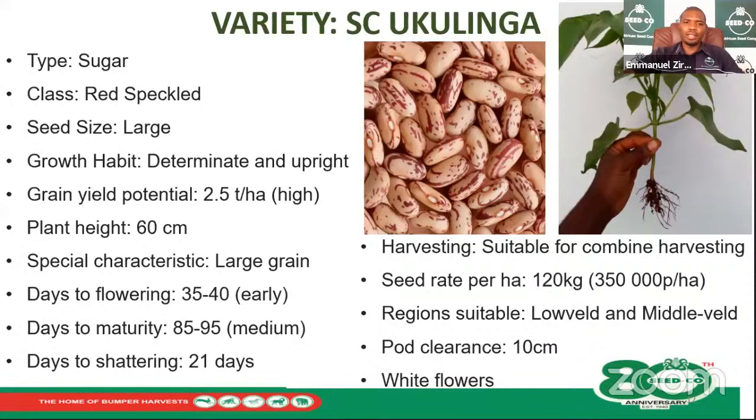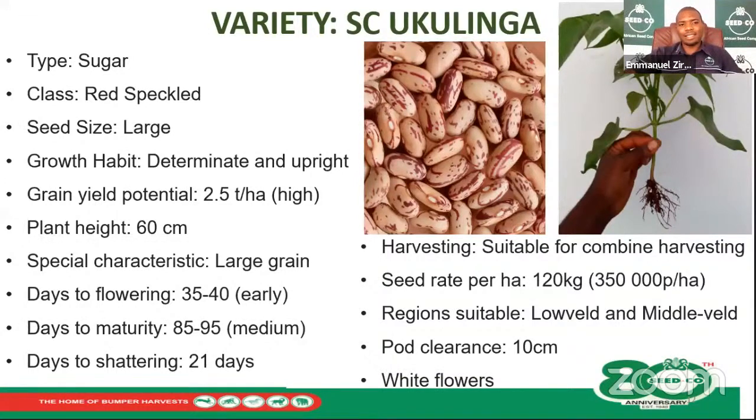Then we go to SC UKULINGA. SC UKULINGA as well is a sugar type, and its class is red speckled. It has got a very, very large seed. Its growth habit is determinate or upright as well. It's similar to GADRA. Its grain yield potential is also similar to GADRA, 2.5 tons per hectare, which means it has got a potential to have high yields.